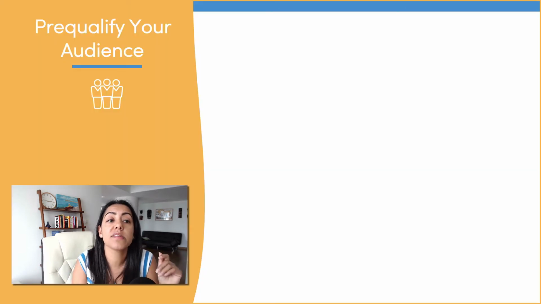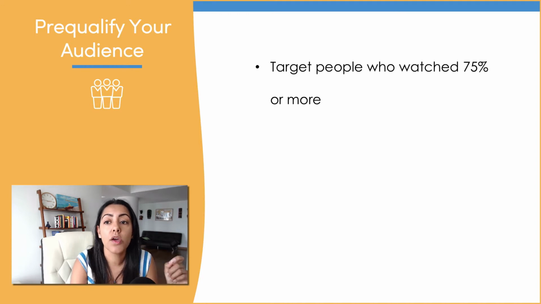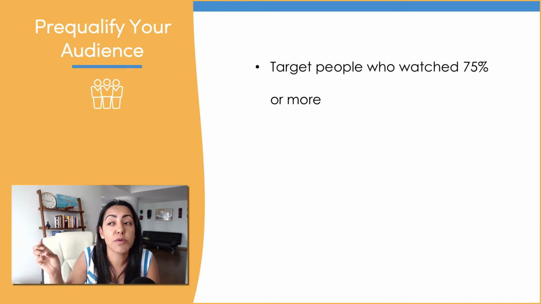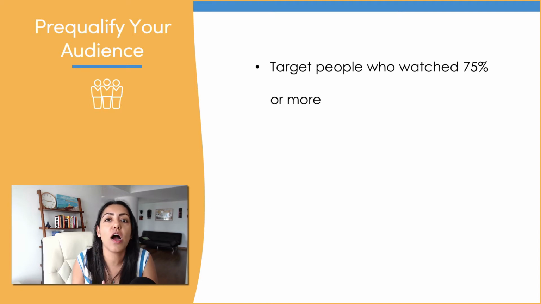And the reason for this is you're going to be pre-qualifying your audience. People who watch 75% or more, there's even an option in Facebook for 95%, they're interested in what you have to say. They didn't stick around to hear you talk about whatever it is that you're talking about unless they were somewhat interested in the topic. People have a lot of stuff to do. They're busy on the internet.